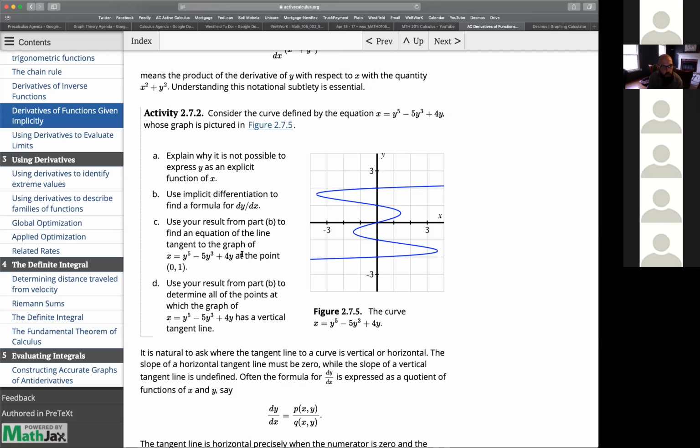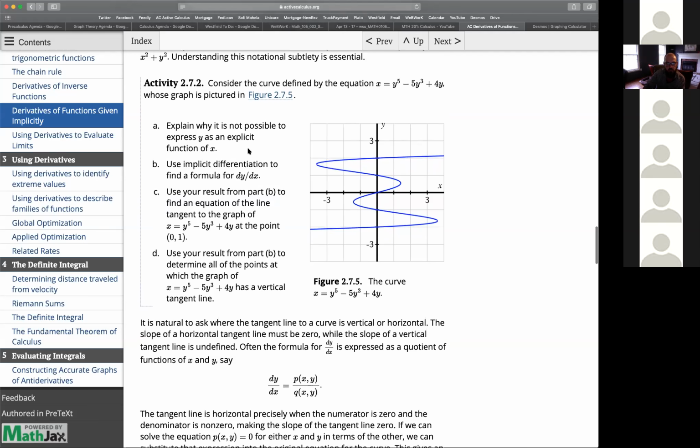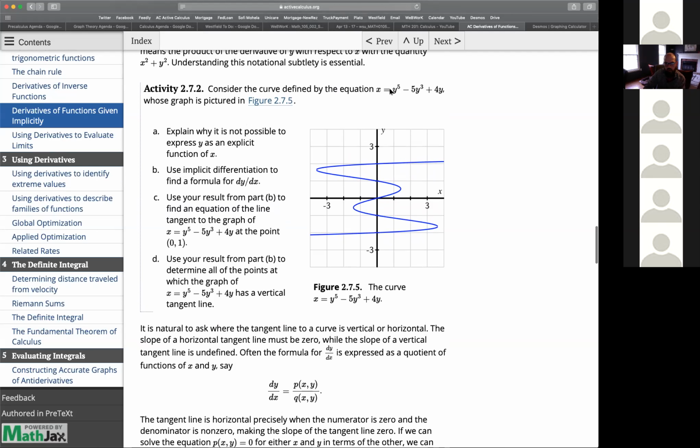All right, so I think everybody had a chance to read this, but step 1: why is it not possible to make this a function explicit in x? So we have x equals y to the 5th minus 5y cubed plus 4y. What we want to figure out is, why couldn't I solve this for y? Why can't I write this as y equals something? That's totally impossible to do. So any ideas?